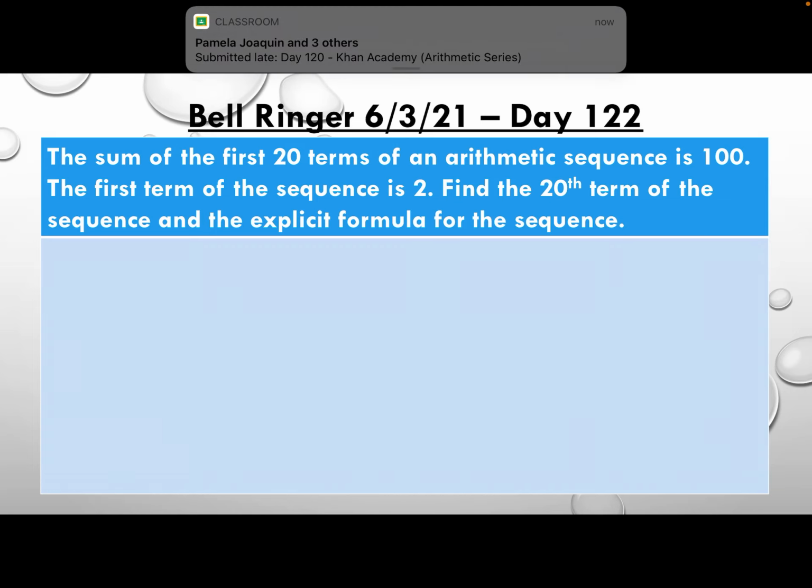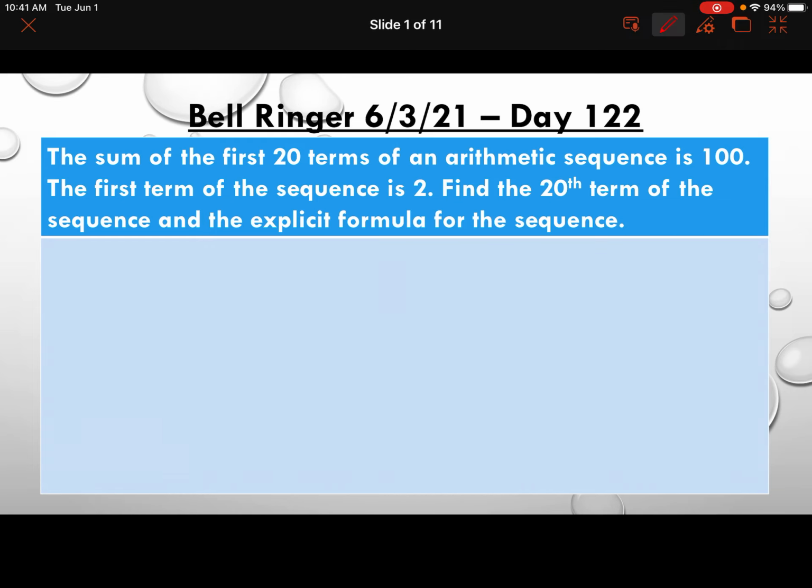Okay, so let's try to highlight the information that's given to us. So first and foremost, we are told the number of terms. We are told 20 terms. So that means n is equal to 20, or the number of terms is equal to 20. We're also told that this sum is 100. Okay, so the sum of the first 20 terms is 100. And then finally, we are told that the first term is 2. So a sub 1 is equal to 2. So once again, recap. Number of terms, 20. Sum of the first 20 terms, 100. First term is equal to 2.